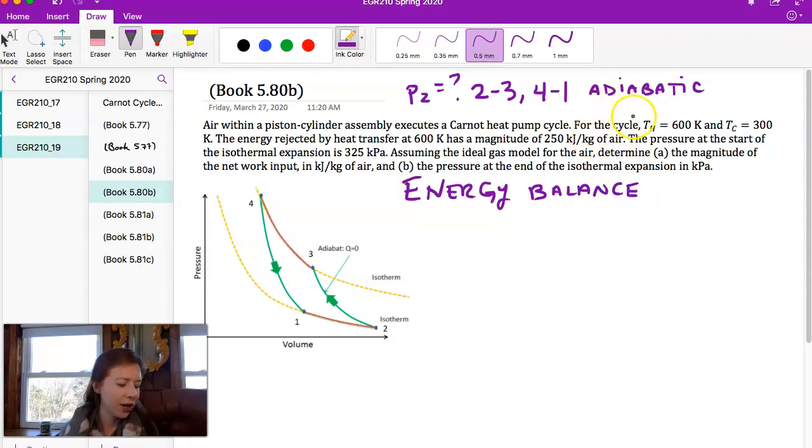Okay, so with our energy balance, let's do this for process 1 to 2. We are given P1, and I'll just write it over here to remind us. So P1 is 325. Oh, kilopascals. What am I writing? And you guys can't yell at me because this is just a recording. Kilopascals.